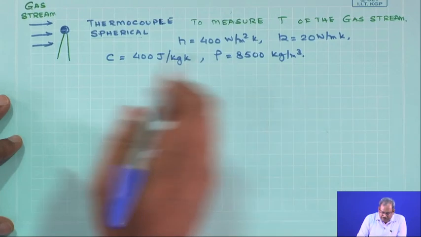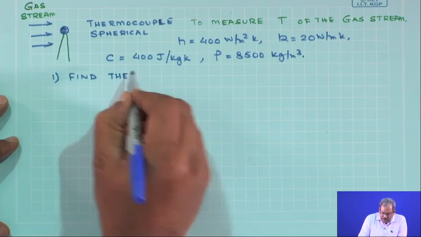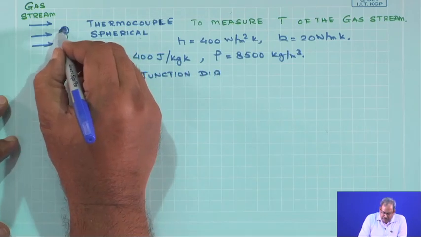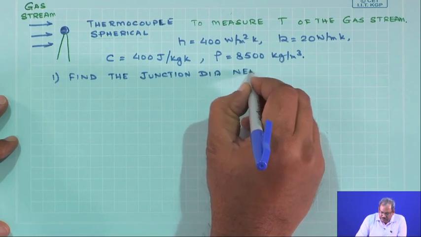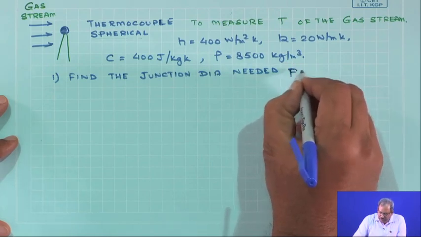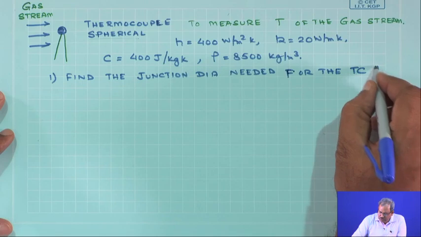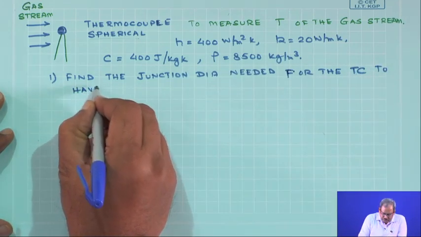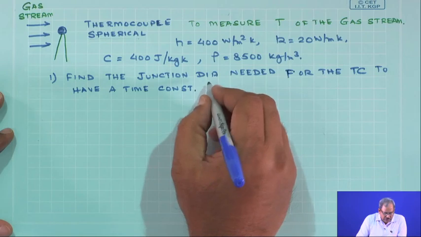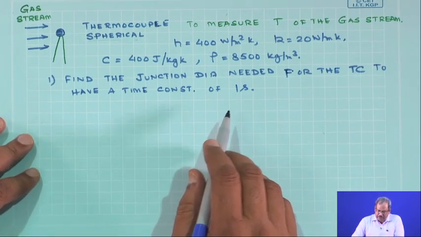The first part of the problem is to find the thermocouple junction diameter, essentially the diameter of this, needed for the thermocouple to have a time constant, which I write as Tc, of 1 second.